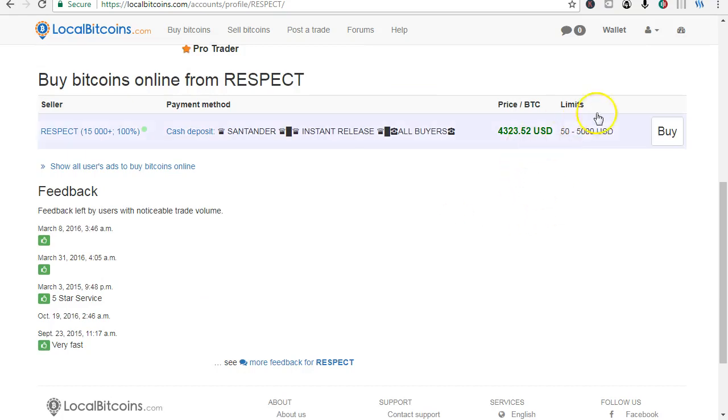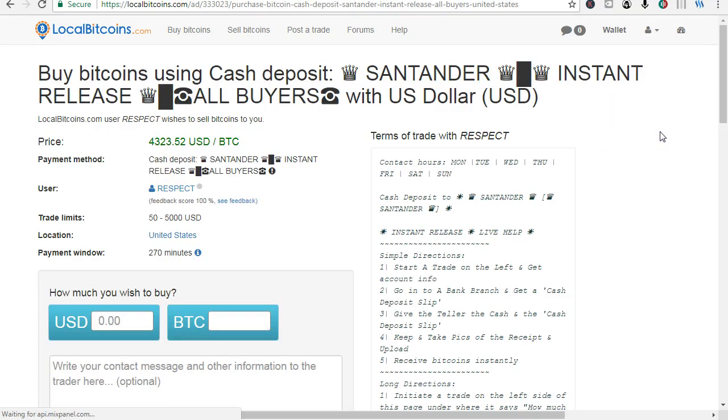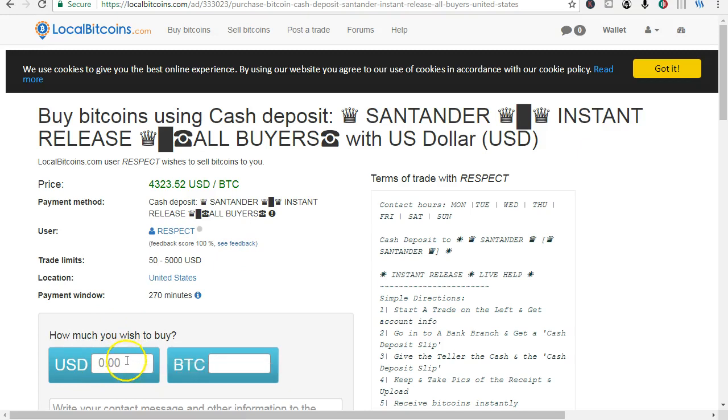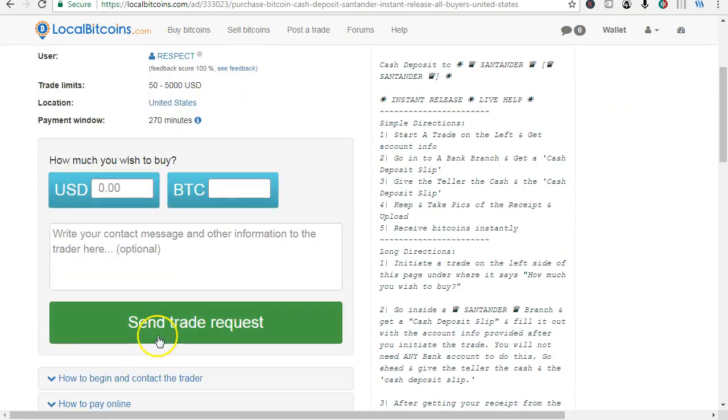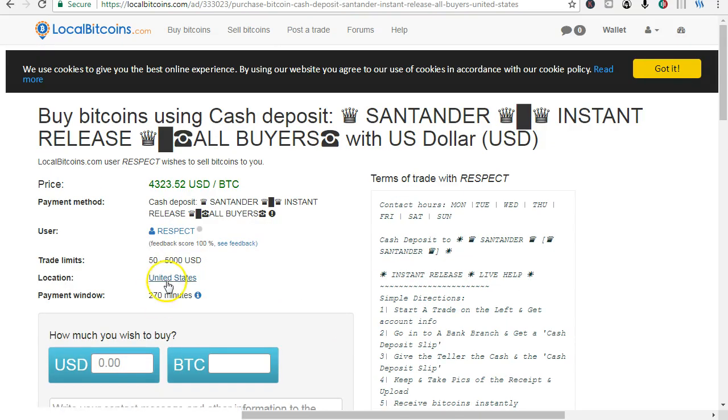So what you need to do if you want to buy, click the buy button and put in what you want to buy. $5 worth, $10 worth, $50 worth, $200 worth. Totally up to you. That's one way of buying Bitcoin, and you need Bitcoin to buy Steem.